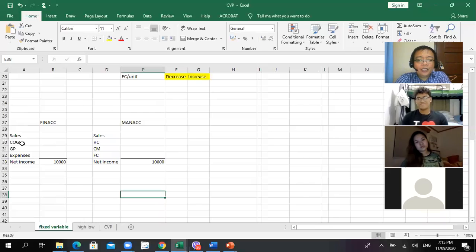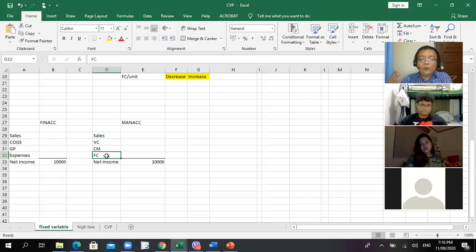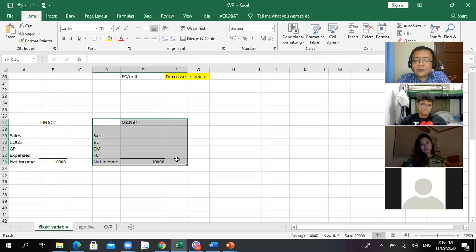What is the difference between them? In financial accounting, basically, you have your cost of goods sold, you have your expenses. But in MANAC, the cost of goods sold and the expenses are to be classified either as variable cost or fixed cost. That's the essence of the cost behavior function, wherein the variable cost will respond every time you have an increase or decrease in your sales, but fixed costs will remain the same regardless of the changes in your activity. We will focus more on this for the next 5 months.